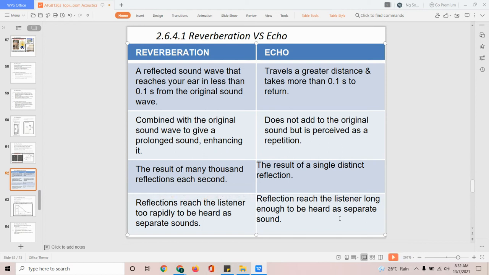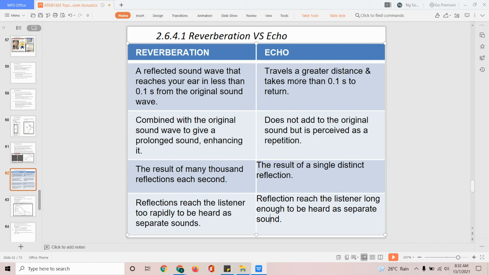So finally, in comparison, with an echo the reflection reaches the listener late enough to be heard as a separate sound, while with reverberation the reflections reach the listener too rapidly to be heard as separate sounds. Reverberation and echoes are basically just reflections of sound. The difference between them is how fast we are able to perceive it, and whether it is a repetition or an enhancement of the sound.